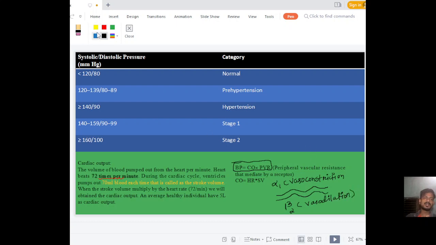Let us assume the alpha 1 is stimulated, so more vasoconstriction will occur and it causes an increase in blood pressure. If we inhibit the beta 2 receptor, what happens? There will be abnormal vasoconstriction, because if we block the vasodilation, vasoconstriction will occur, and this can also lead to an increase in blood pressure. So I explained how cardiac output and peripheral vascular resistance increase the blood pressure.